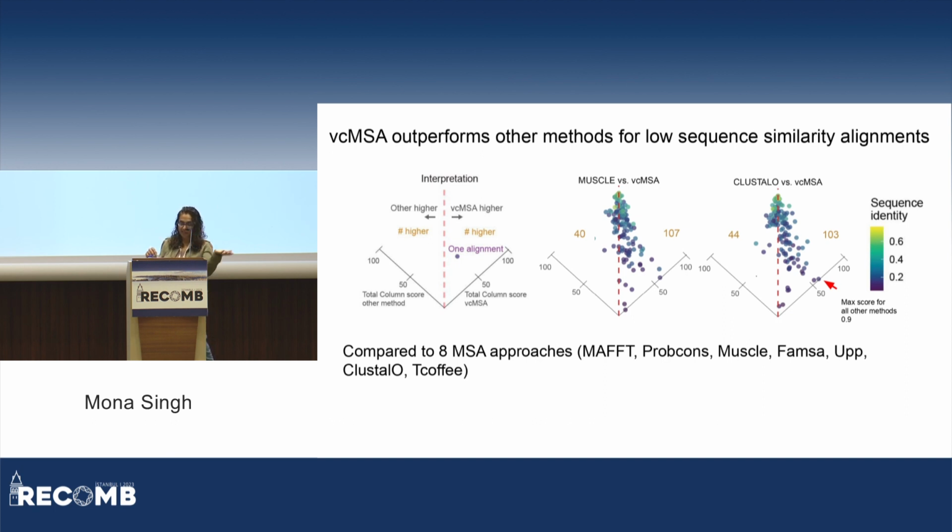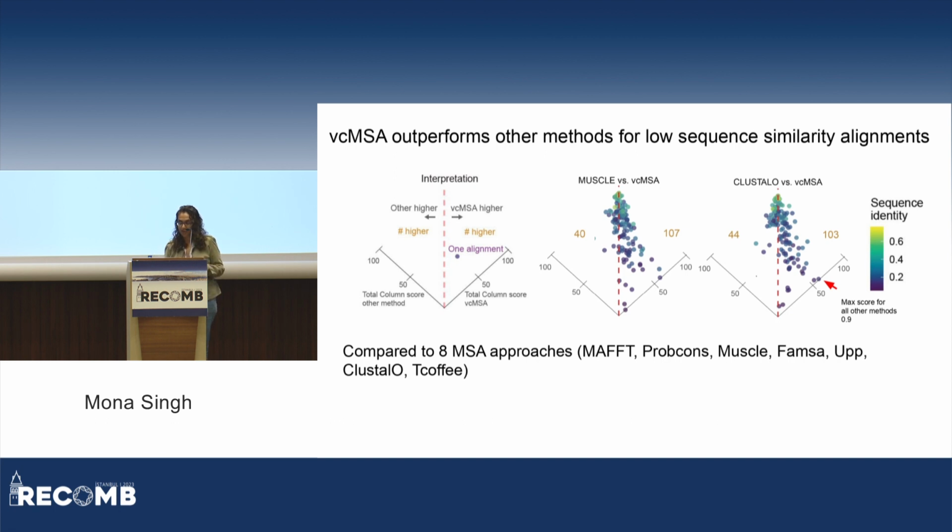And on the axis on the left is a total column score for whatever method we're comparing to. In purple, that would be the score for one alignment where VC-MSA does better than the other compared method. And I'm also going to tell you the number of alignments where we do better, and the number of alignments the other method does better.